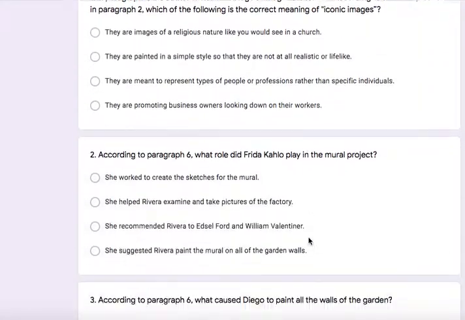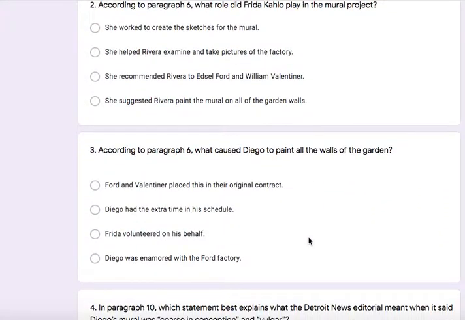So he brings it up. He suggests that he does it. And so which one of these would show us that he was so fascinated by it that he wanted to do the rest of the walls?